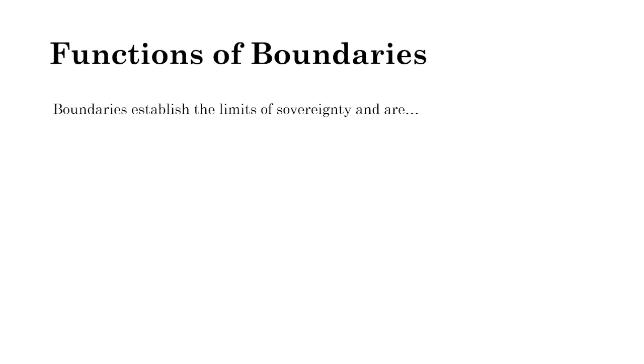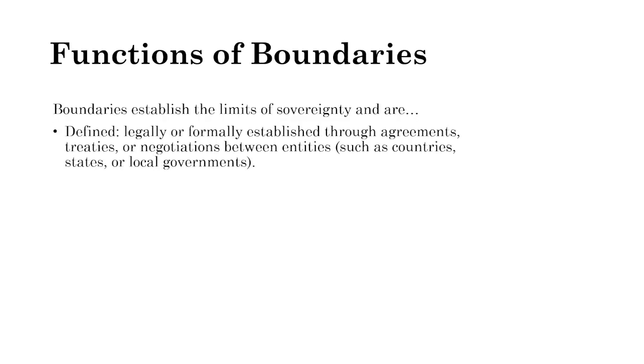So we've talked about different types of political boundaries. Now we're going to move on to the functions of these boundaries. And we know boundaries establish the limits of sovereignty. Boundaries are defined. They are legally or formally established through some type of agreement, whether it be a treaty or a negotiation between different entities like countries, states, or local governments.